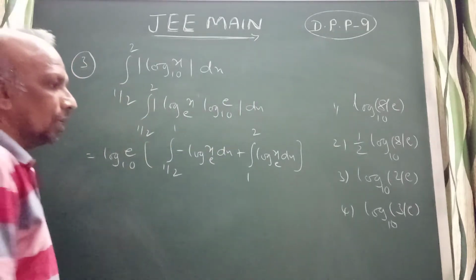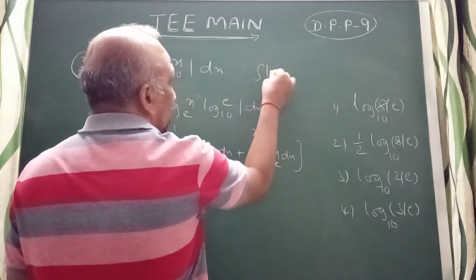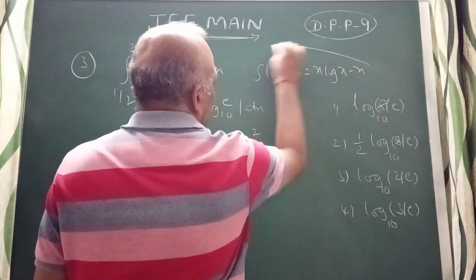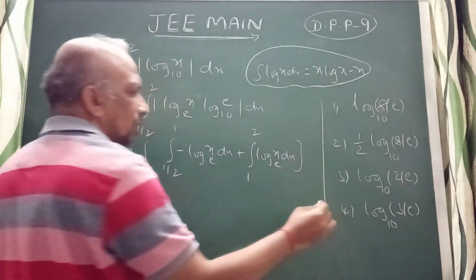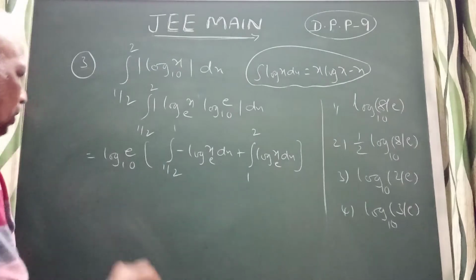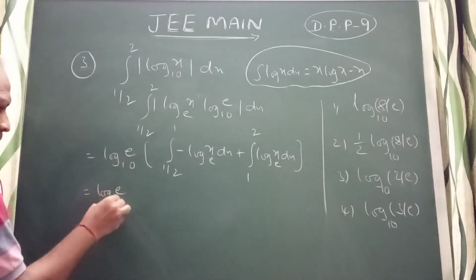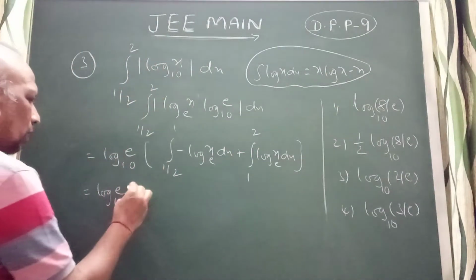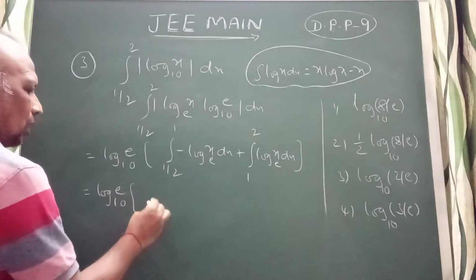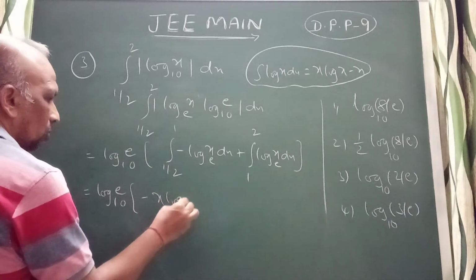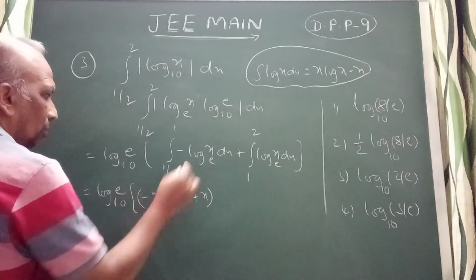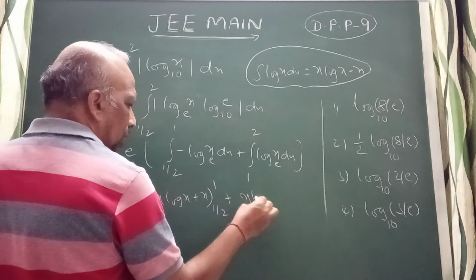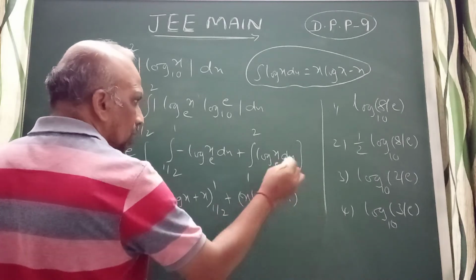But we know that, always remember, the integral of log x dx is x log x minus x. If we use that concept here, the expression becomes minus, x log x minus x, limits 1 by 2 to 1, plus x log x minus x, limits 1 to 2.